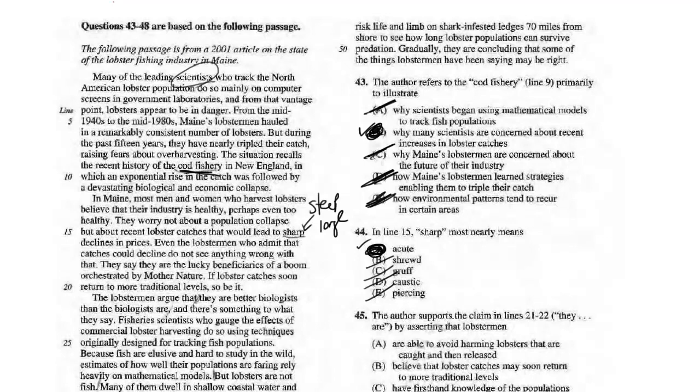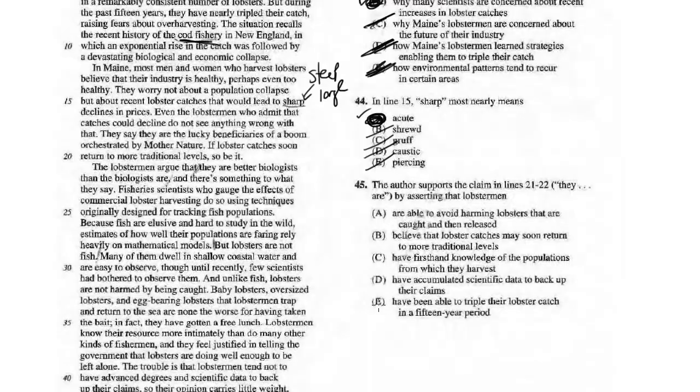Next question. The author supports the claim in lines 21 to 22 by asserting that lobstermen... Okay, so let's keep reading. We'll go there in a second. Even the lobstermen who admit that catches could decline do not see anything wrong with that. They say they are lucky beneficiaries of a boom orchestrated by Mother Nature. If the lobster catches soon return to more traditional levels, so be it.